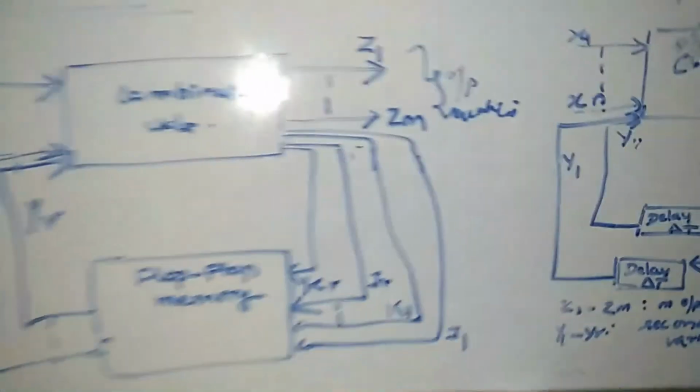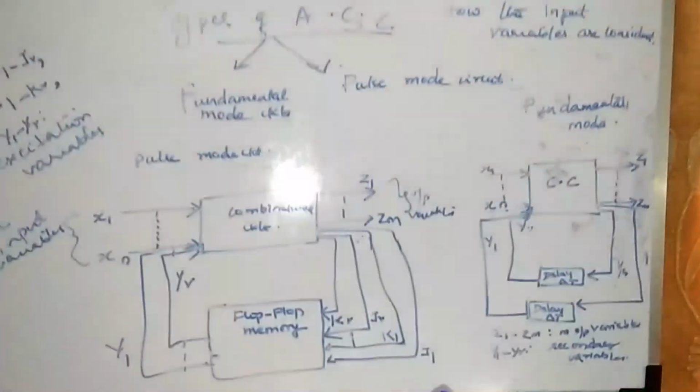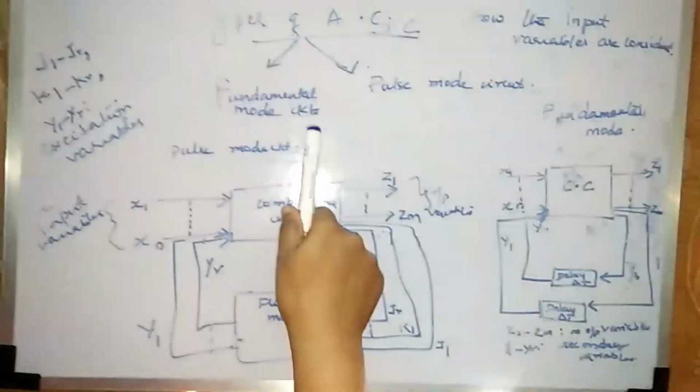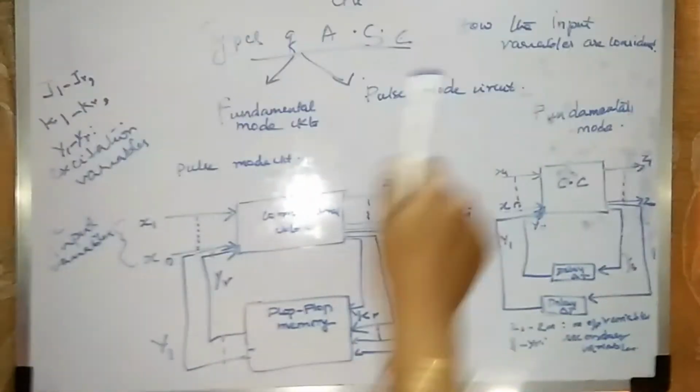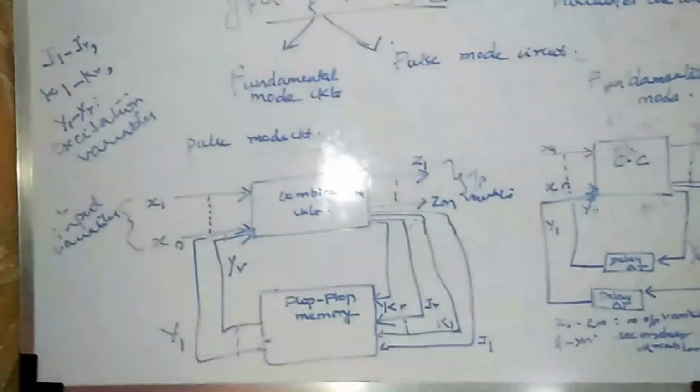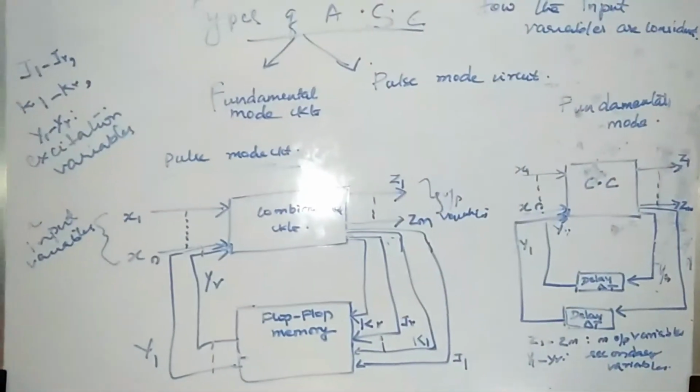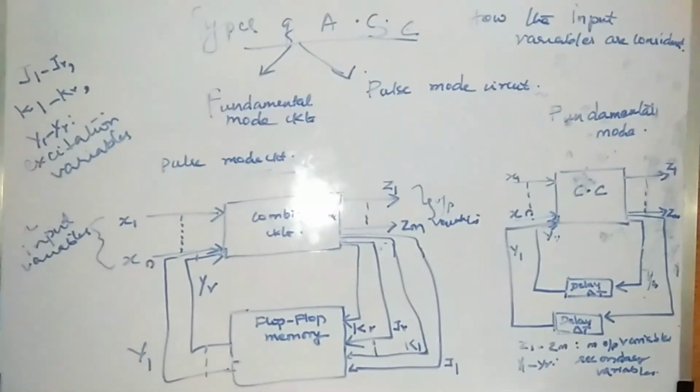So dear students, in case of asynchronous sequential circuits, we had two types, the fundamental mode circuit and the pulse mode circuit. Hope you understood the difference by the block diagram. Thank you.